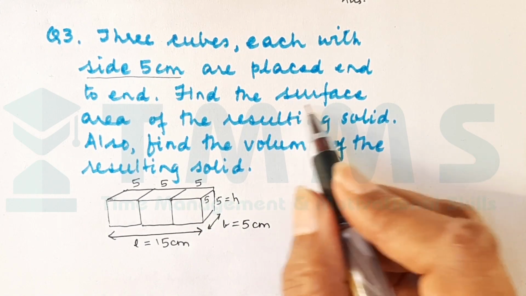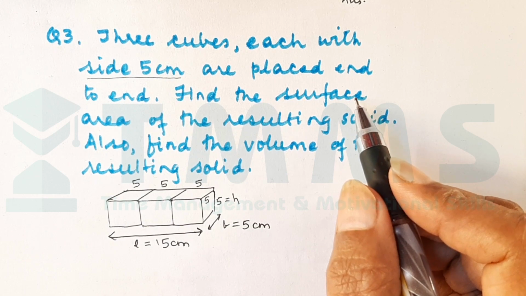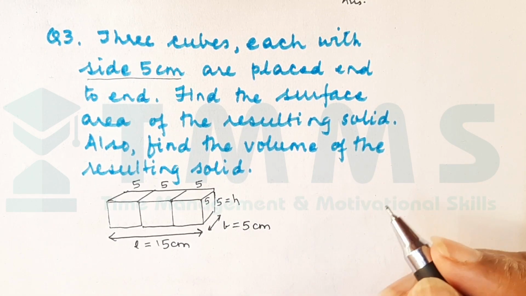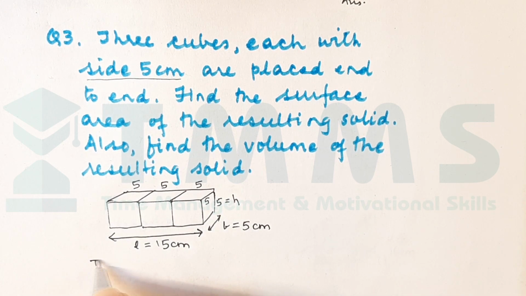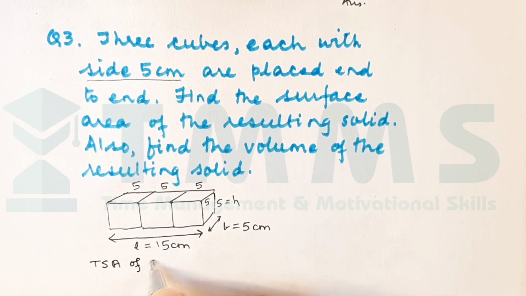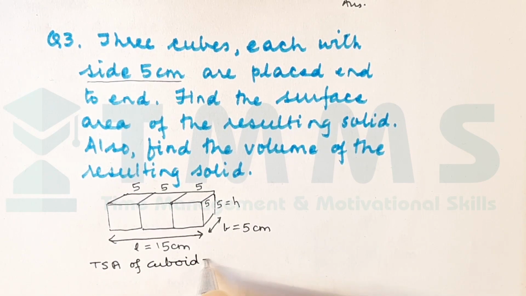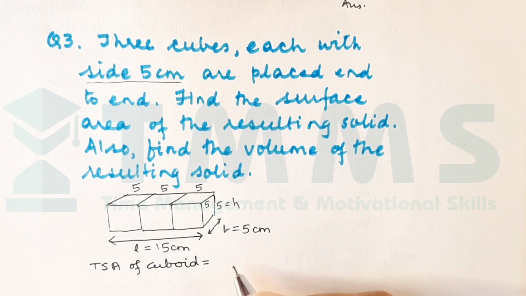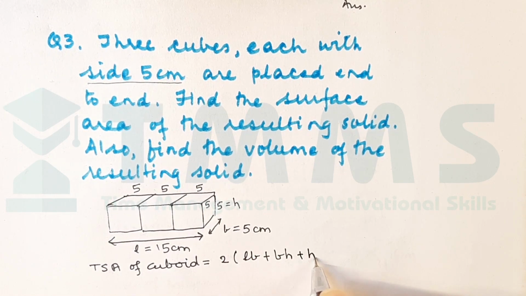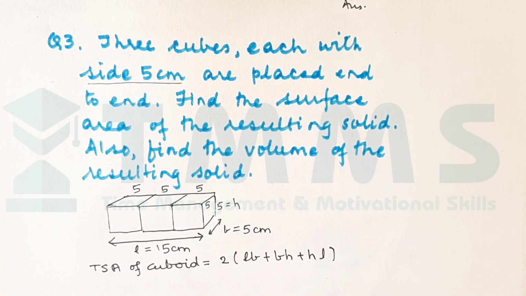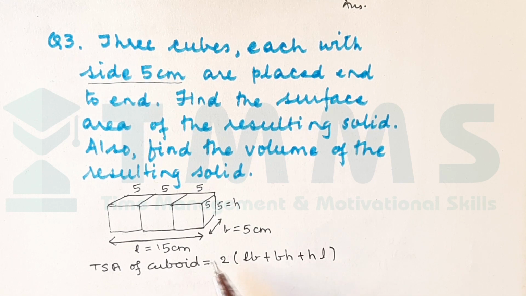Now, if we have the surface area to be found out, we need to know the formula. Remember tip number 1, know the formula by heart. So, we will say TSA of, now this will be called as a cuboid because 3 cubes are placed end to end. And TSA of the cuboid will be 2 into bracket LB plus BH plus HL. Okay, now I'm going to give you time and now substitute the values of L, B and H. Get the answer.